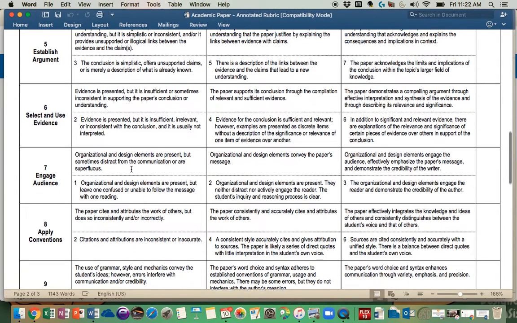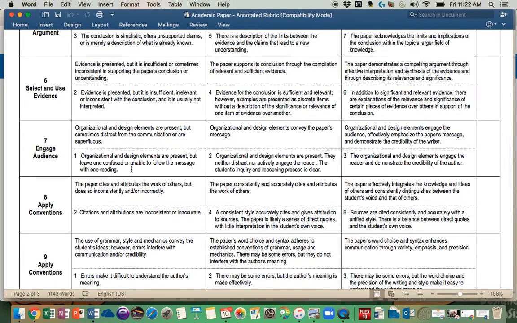All right, and then finally, we've got 7, engaging the audience. Organizational and design elements engage the audience. They effectively emphasize the paper's message and demonstrate the credibility of you, the writer, right? So the organizational and design elements engage the reader and demonstrate the credibility of the author. This is appropriate placement of tables, appropriate formatting of figures when you add them in, and an explanation of that.